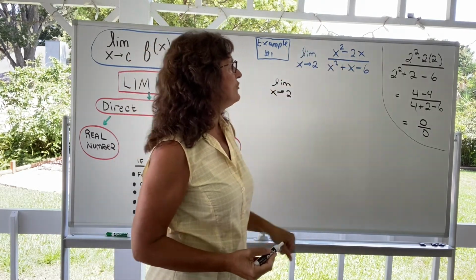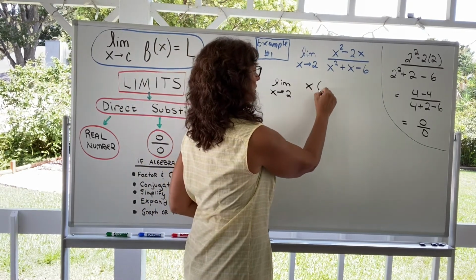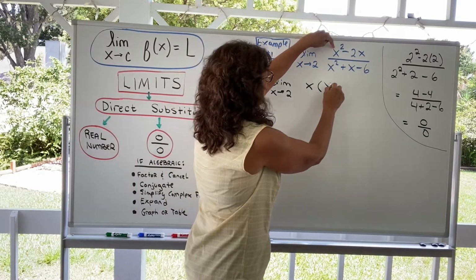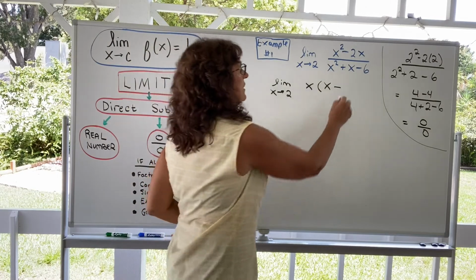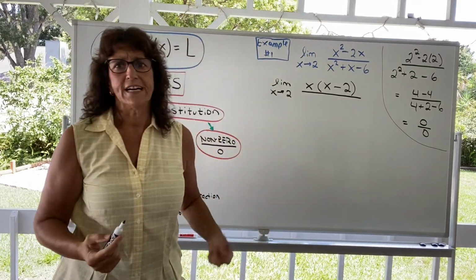It's a binomial, 2 terms, so you can see that each of these 2 terms has an x in common that you can pull out, okay? So when you take an x out of the first term, x squared, you're going to have an x left over, and then the 2x here, when you take the x out, you have the 2 left over. Okay, so here the numerator is completely factored.